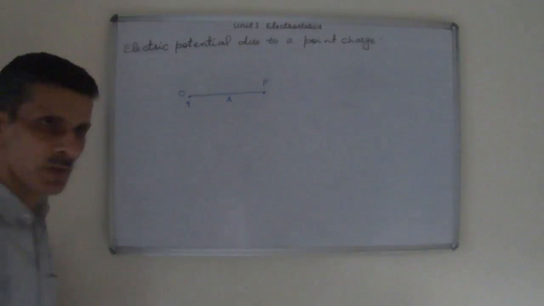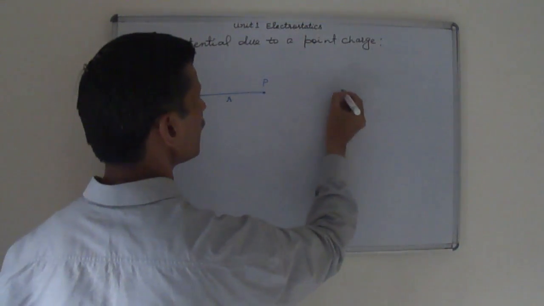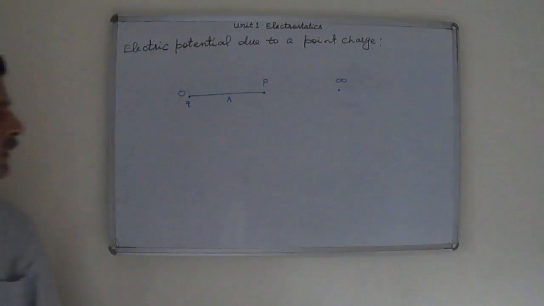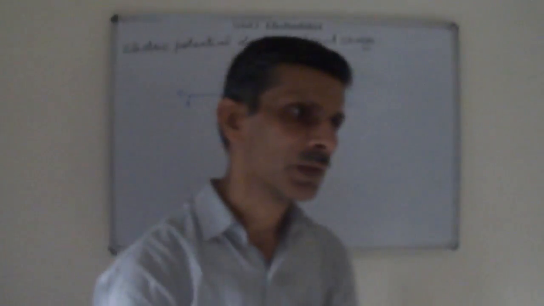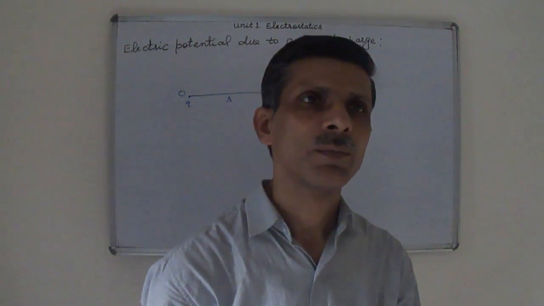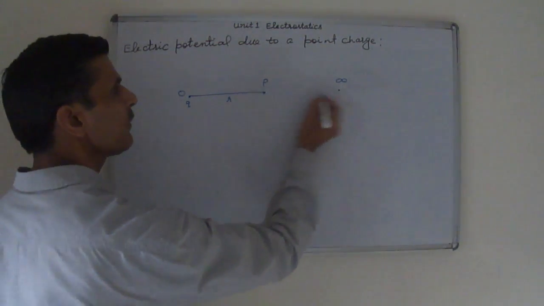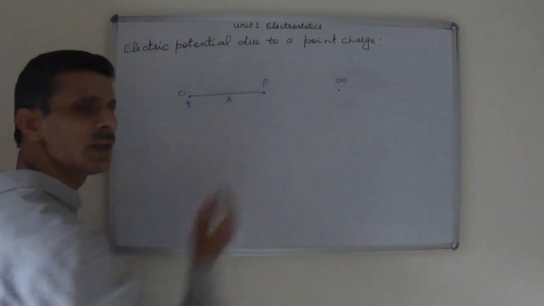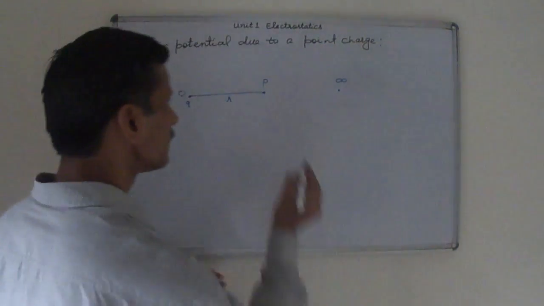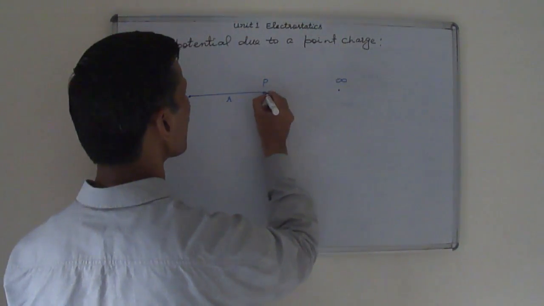We want potential at this point, and say this is infinity. So here let us consider a positive test charge plus Q naught, and we can take any path between this point P and infinity, and for simplicity we take a straight line path. This is straight line path.